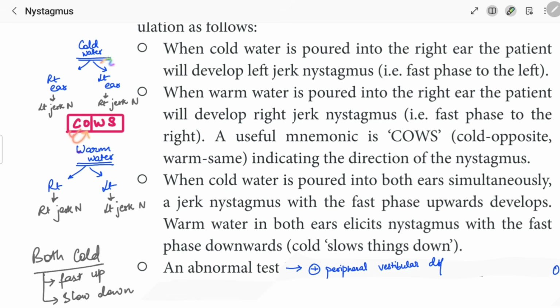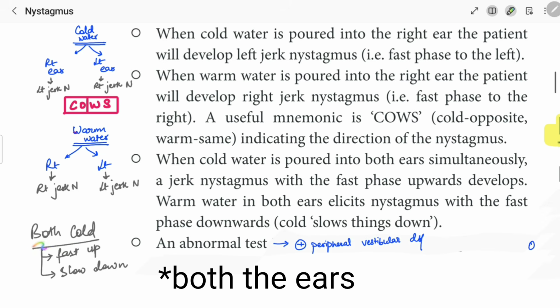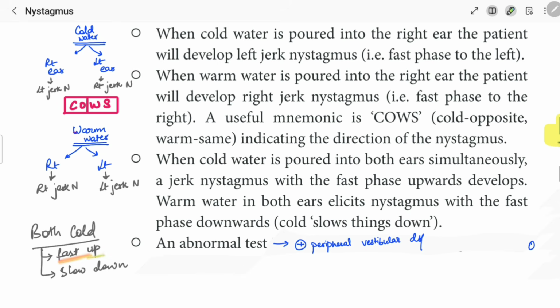Cold induces opposite, that is right to left and left to right, and warm water induces same, right to right and left to left. Now, what if we put cold water in both the ears? Then the fast movement will be in the up direction and slow movement will be in the down direction. And I told you that the direction of nystagmus is determined by the fast component. So the direction of nystagmus will be in the up direction.